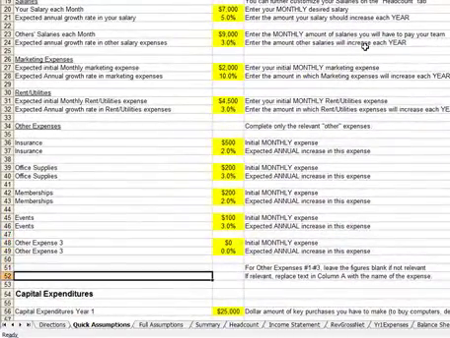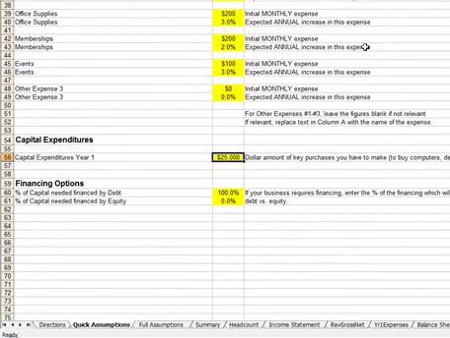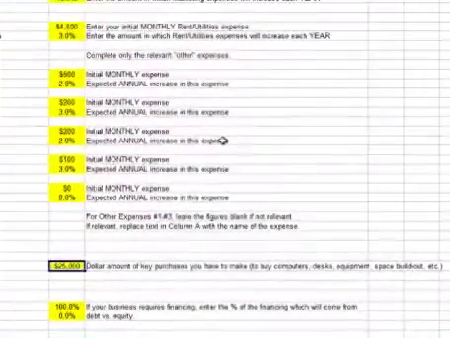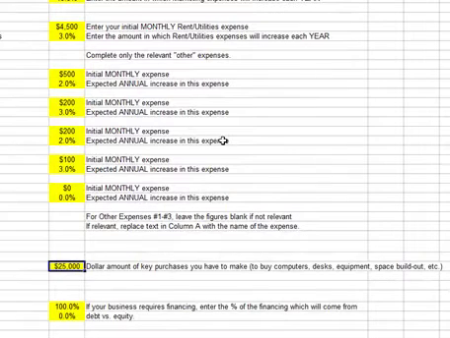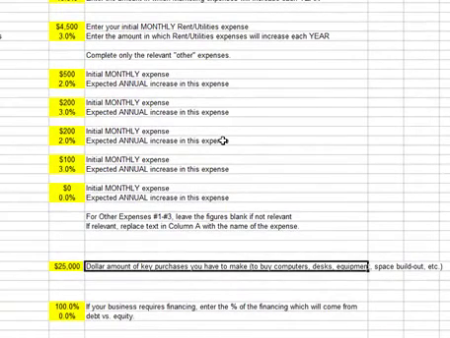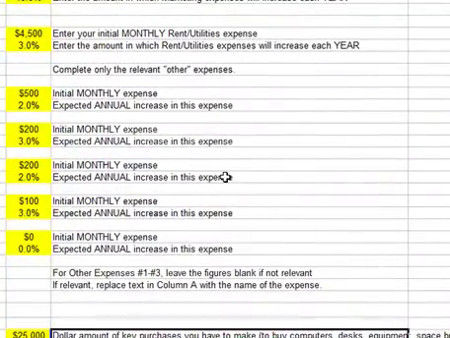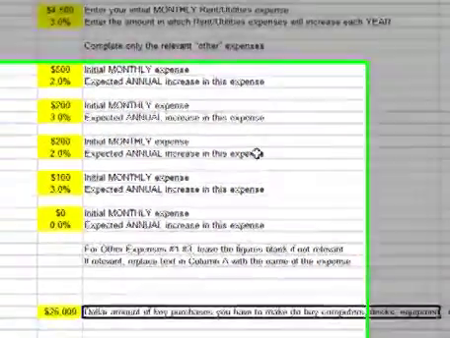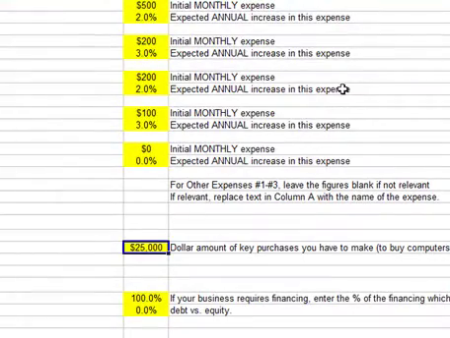Okay. Next section here is capital expenditures. We refer to capital expenditures, also abbreviated as CapEx, and these are all the things that you purchase that are assets. These are your big purchases, and it says here in the notes, dollar amount of key purchases you have to make to buy computers, desks, equipment, space build out, etc. So maybe I'm going to have to build out my retail location. Let's assume that's going to cost me $100,000.